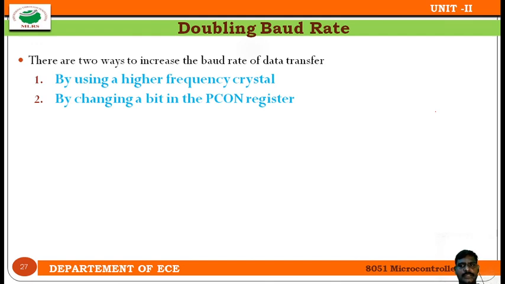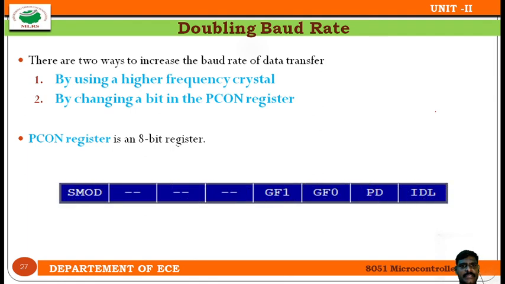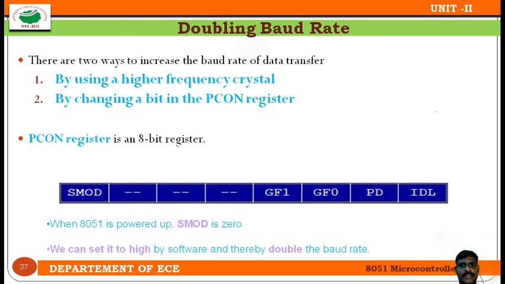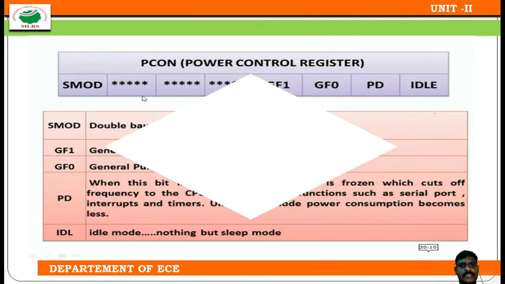We also have a provision for doubling the baud rate, which means I am able to increase my baud rate using two methods: using a higher frequency crystal, whatever input crystal oscillator we are connecting to pins 18 and 19, which can be doubled, or changing the PCON register. The PCON register is an 8-bit register, and this is the PCON register format. When the 8051 is powered up, SMOD is 0, and we can set it through software to double the baud rate. So these are the specifications.